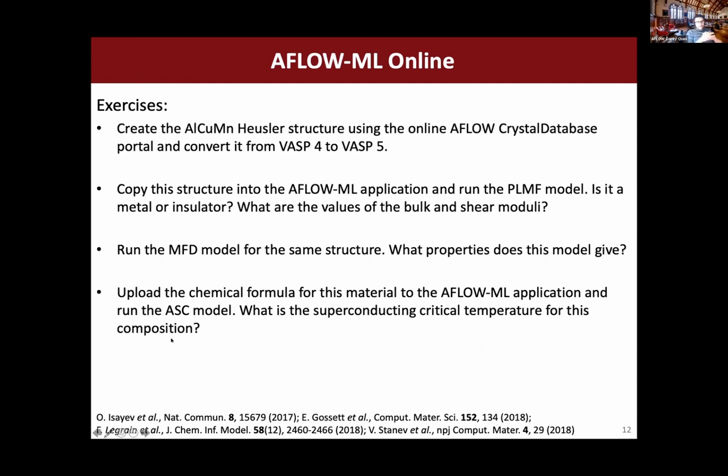Okay, so we're going to go through the exercises now. We can take about 5 to 10 minutes on the exercises. I'll go through them just real quickly, and then we'll take some time to go through them individually. First, you're going to create the AlCuMn Heusler structure from the AFLOW Crystal database portal. The AlCuMn structure is actually the default. So you just have to find the Heusler structure in that portal and then convert it from VASP4 to VASP5. You're going to copy that structure into the AFLOW-ML application and run the PLMF model.